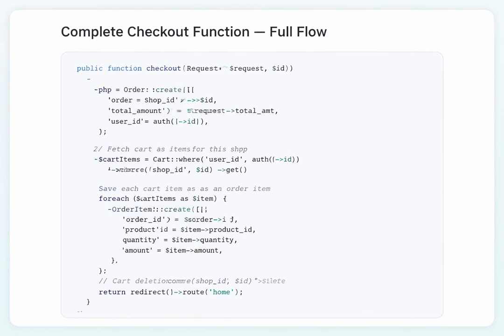Here's the complete checkout function all in one place. Step 1, save the order with shop ID, total amount, and user ID. Step 2, fetch the cart items filtered by user and shop. Step 3, loop through each cart item and create a corresponding order item record, linking it to the newly created order via the order ID. Step 4, and this is interesting, the cart deletion is commented out for now. The instructor explains that once an order is placed, those cart items should be removed, but for testing purposes, it's left in place so the test data doesn't disappear. Step 5, redirect the user to the home page. Later, this redirect will be changed to go to Culti instead.